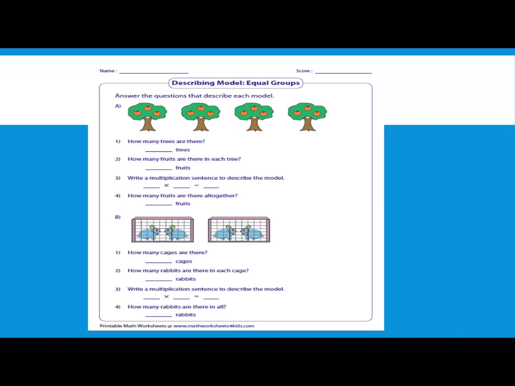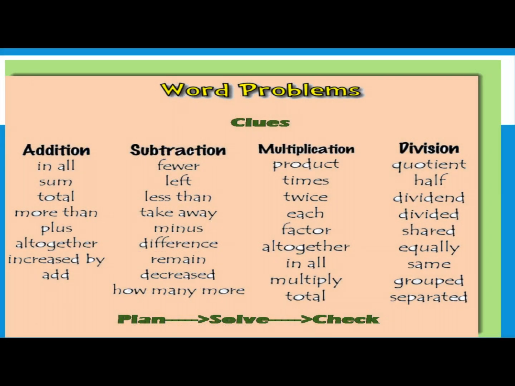Now the next one is describing model equal groups. Answer the questions that describe each model. How many trees are there? There are 4 trees. How many fruits are there in each tree? You have to write. Write a multiplication sentence to describe the model. How many fruits are there altogether? So wonderful, what you have learnt now, you just have to write it here. How many cages are there? How many rabbits are there in each cage? Write a multiplication sentence to describe the model. How many rabbits are there in all? So do it, children.